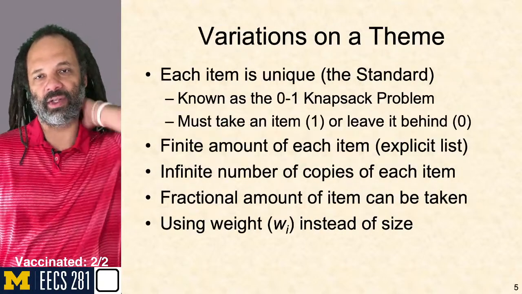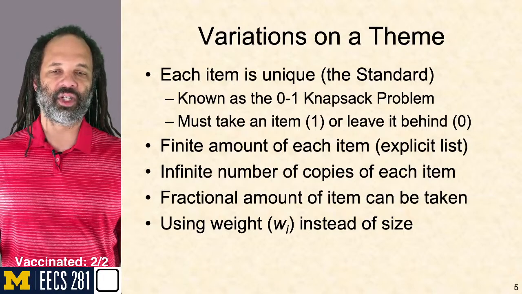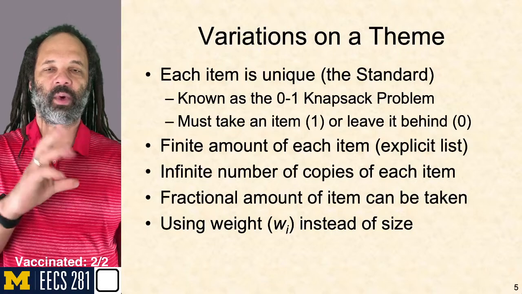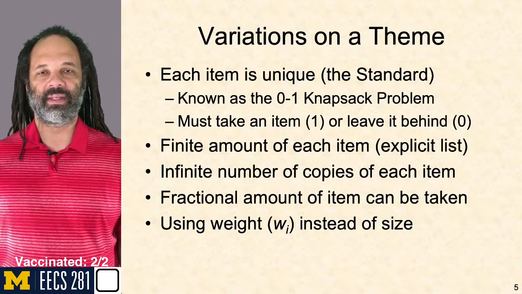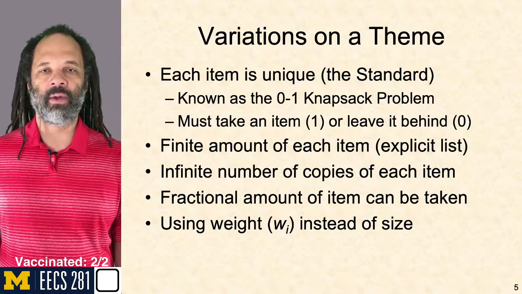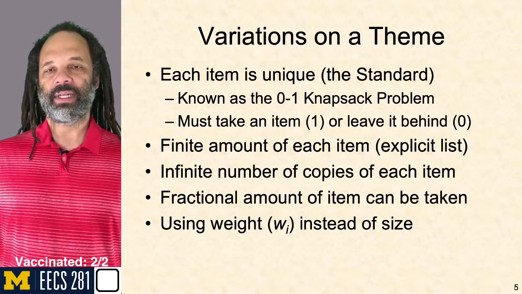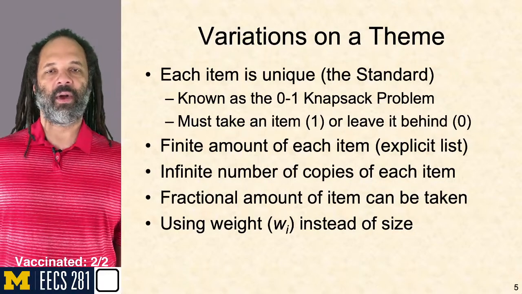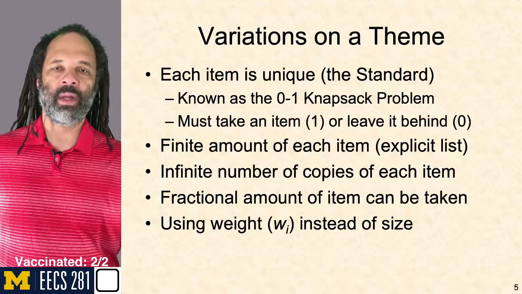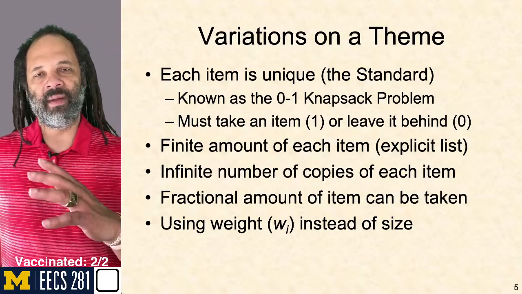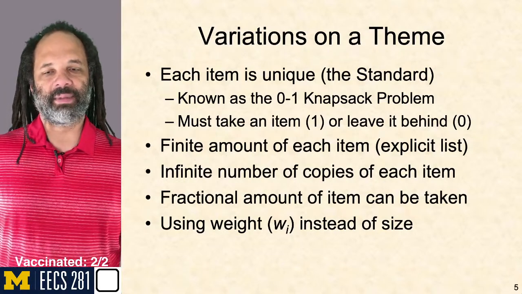There are some variations on the knapsack. The general version we called the 0-1 knapsack problem. That's the standard version of this problem, where each item is unique, and the 0-1 means 0 is we didn't include it and 1 is we did. It's binary, like Boolean. So 0 means the item is not included, and 1 means the item is included. That's our fundamental basic version of the knapsack problem.